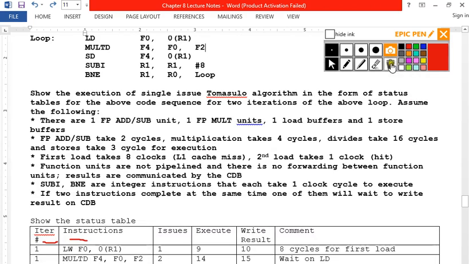And so if two instructions complete at the same time, one of them will have to wait. And so I'll give an example: you typically want to give the tiebreaker to the instruction that was issued first.